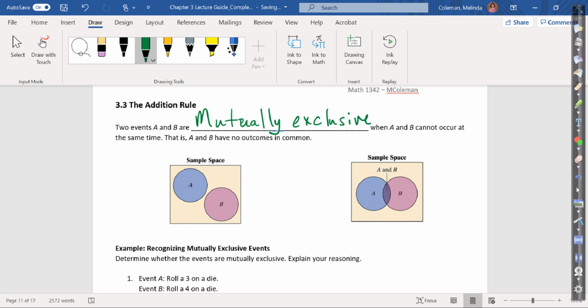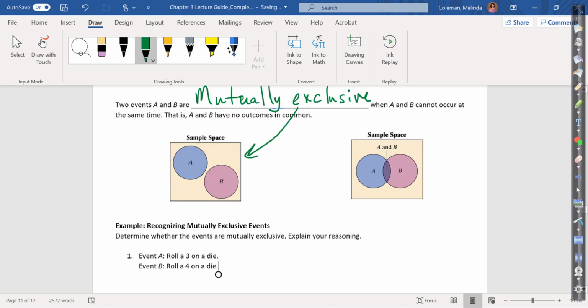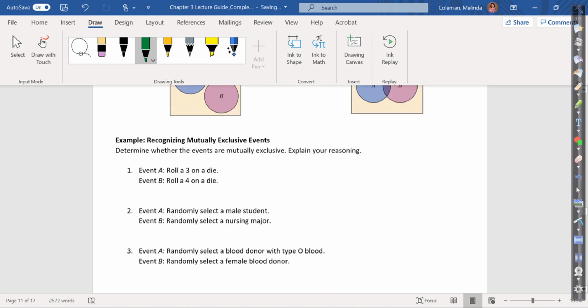So if you look at these as Venn diagrams, A and B are totally independent of each other versus having some shared components, which is this little piece in the middle. So we would say that this one is mutually exclusive. Nothing is shared in common. So how do we recognize that?